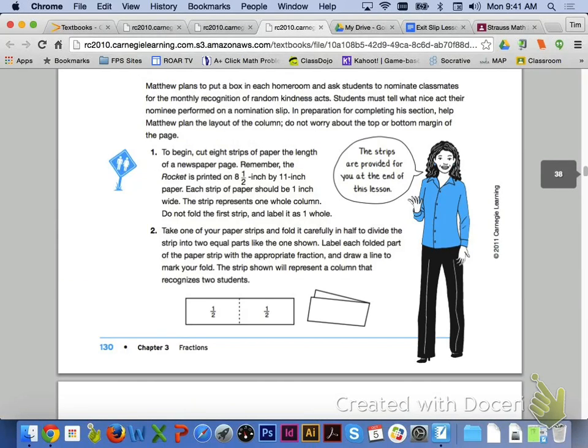Matthew plans to put a box in each homeroom and ask students to nominate classmates for the monthly recognition of random kindness acts. Students must tell what nice act their nominee performed on a nomination slip. In preparation for completing his section, help Matthew plan the layout of the column. Do not worry about the top or bottom margin of the page.